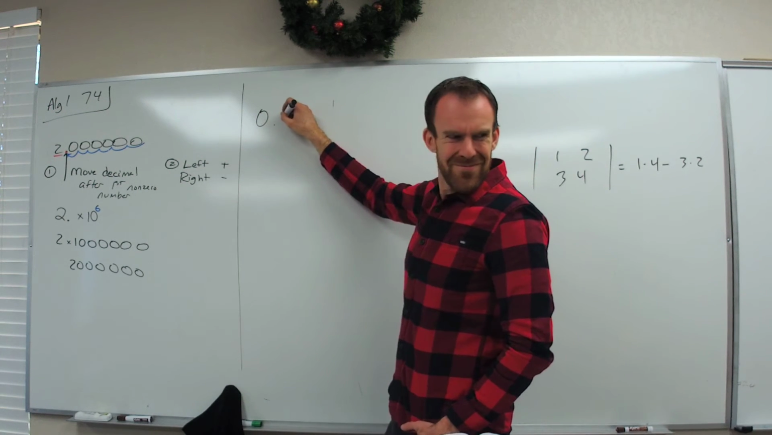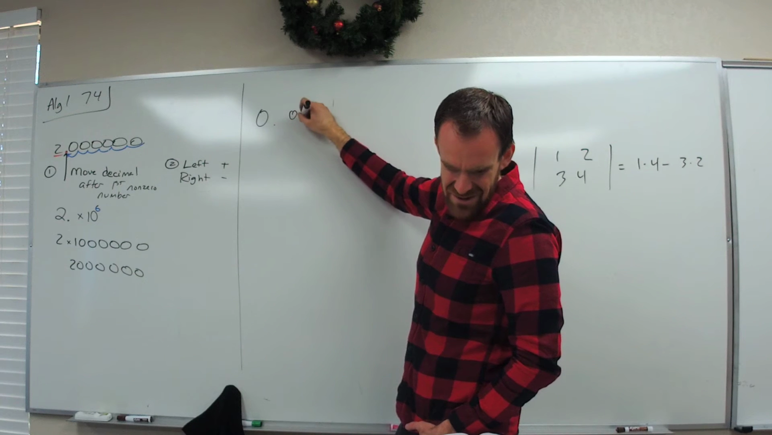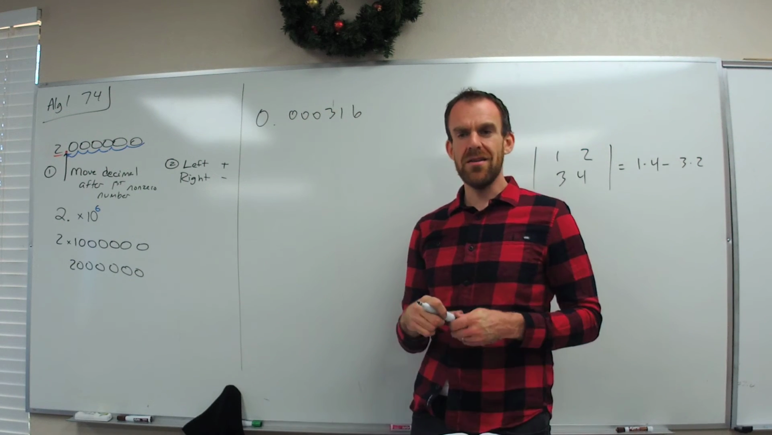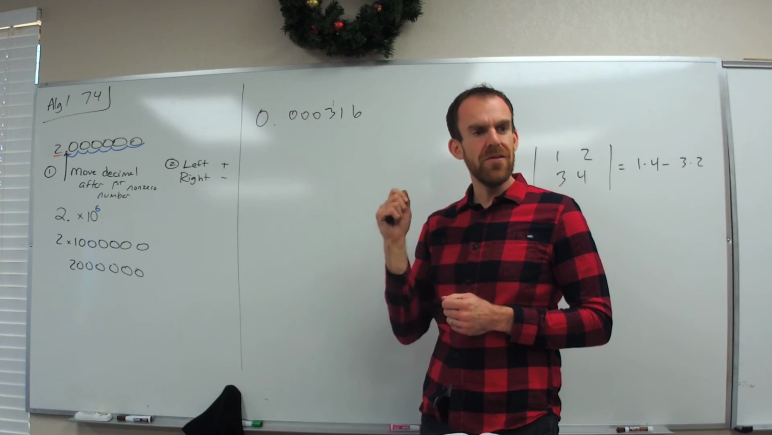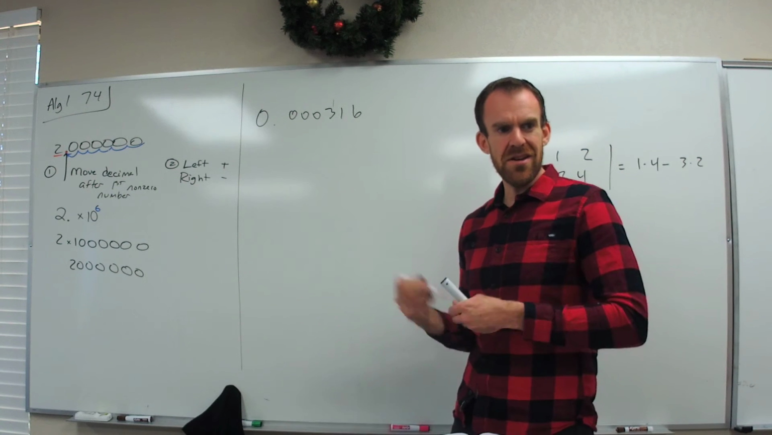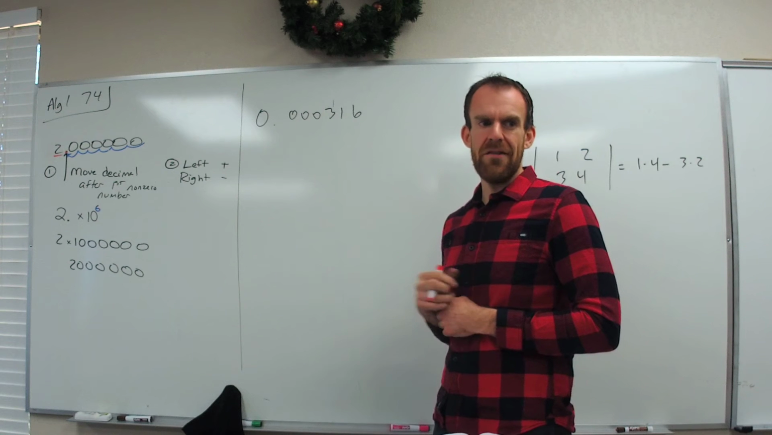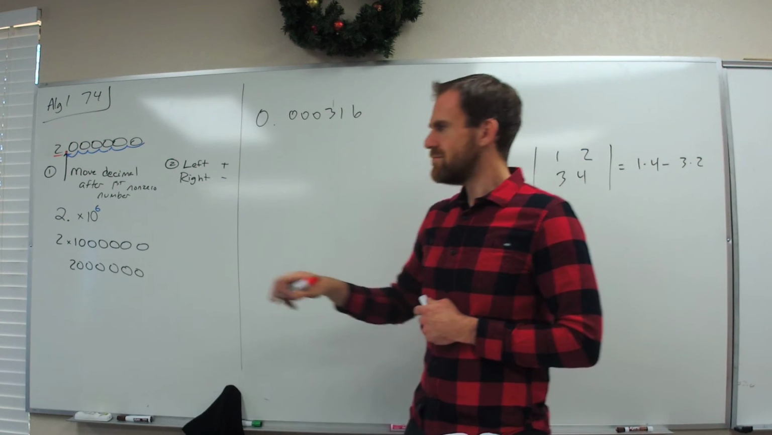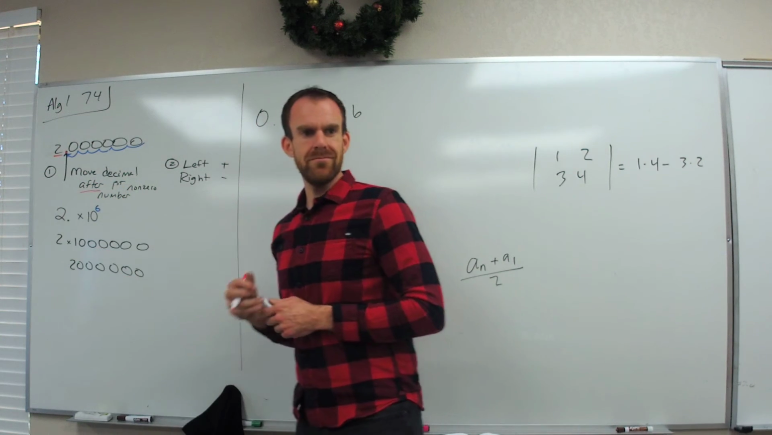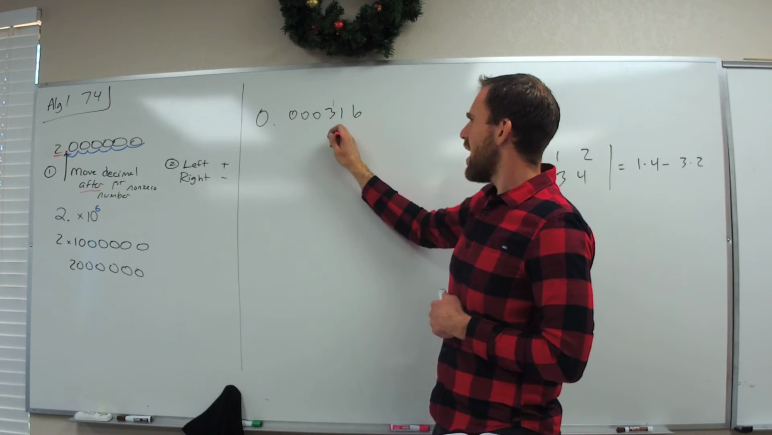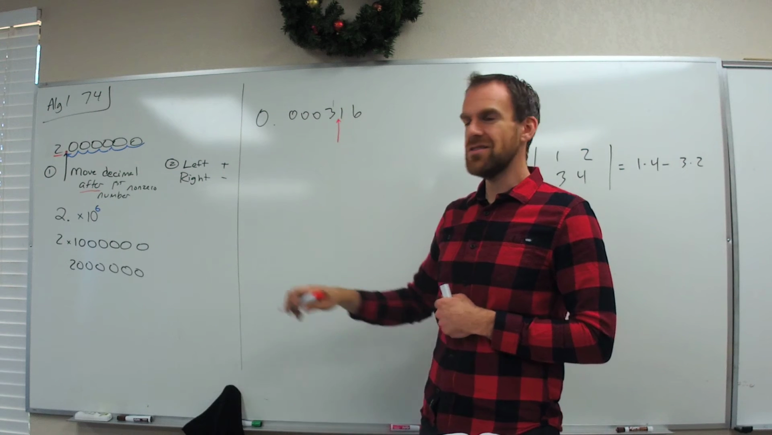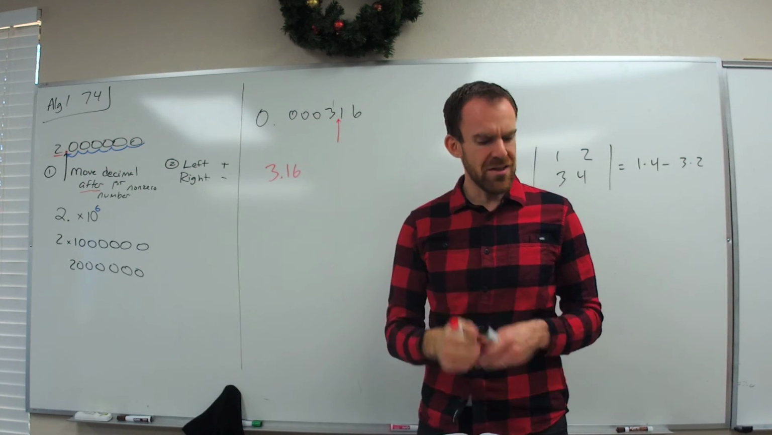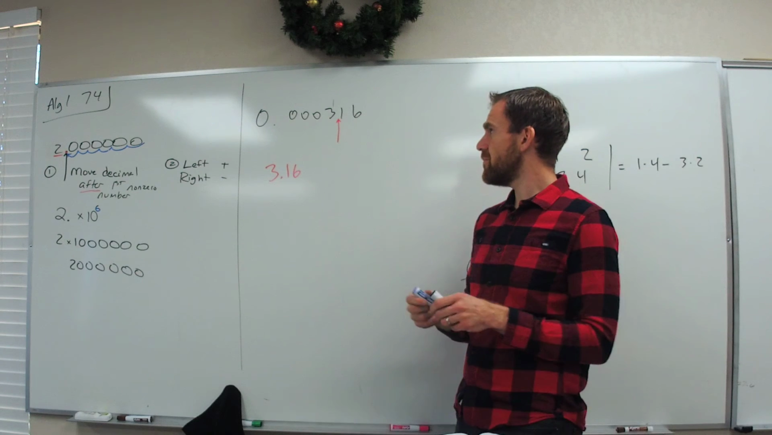0.00316. First step, put the decimal point after the first non-zero number. Where would that go, Jaden? Before or after? After. Awesome. So I want to move the decimal point there, so I will get 3.16. Now I have to figure out the times 10 to the part.